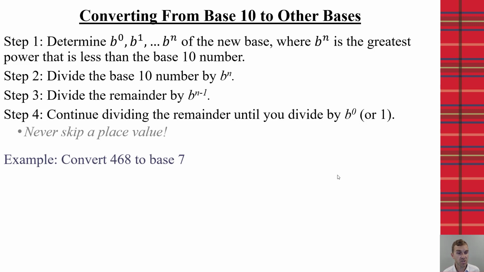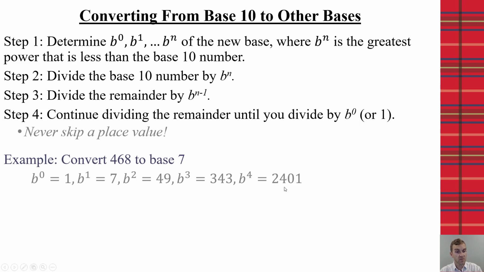Let's look at the example of changing 468 to base 7. No parentheses, so we recognize that as a base 10 number. So let's look at that base 7. If I look at base 7, b to the 0 would be 1, b to the first is 7, b squared is 49, b cubed is 343, b to the fourth is 2,401. Well, that's bigger than 468, so I can't use that. So my greatest b to the n is going to be b to the third.